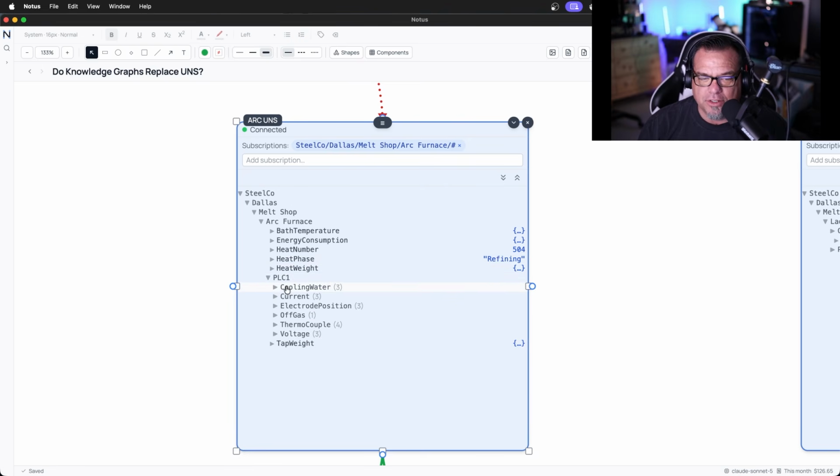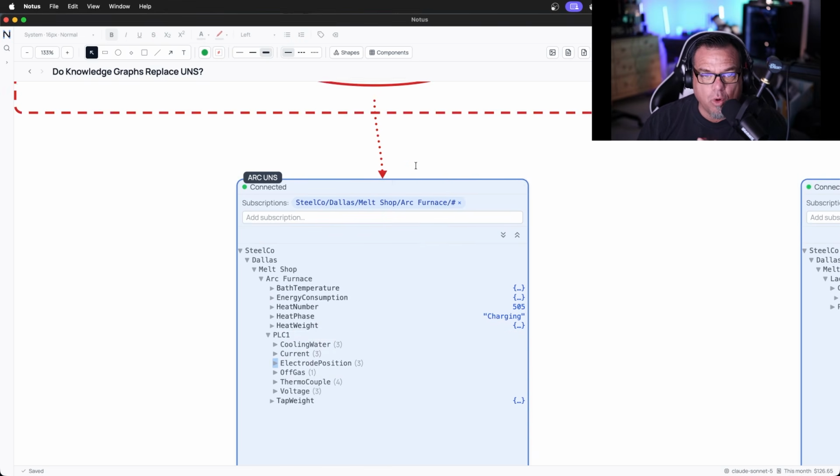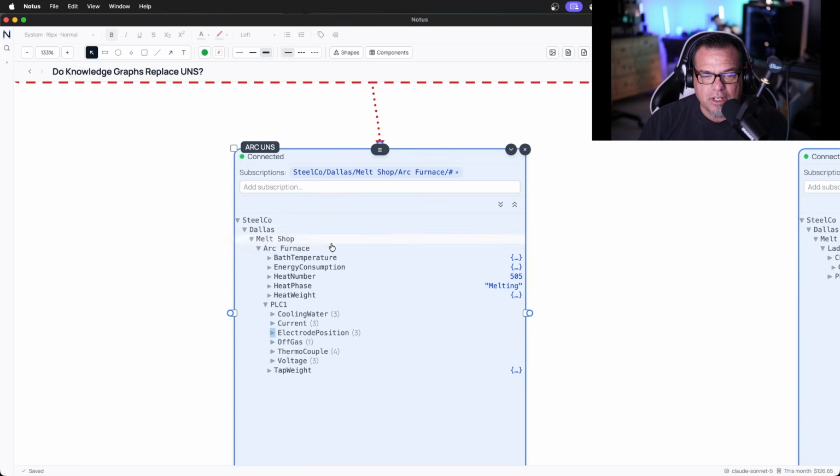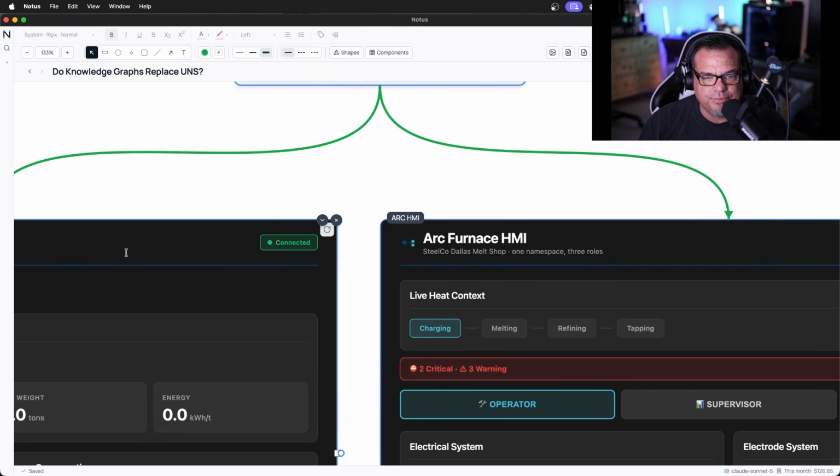Okay. Inside the PLC, we've got our raw cooling water values, we have our current values, we have our electrode position, we have all of the data that is for the arc furnace in our arc furnace namespace, in our unified namespace.